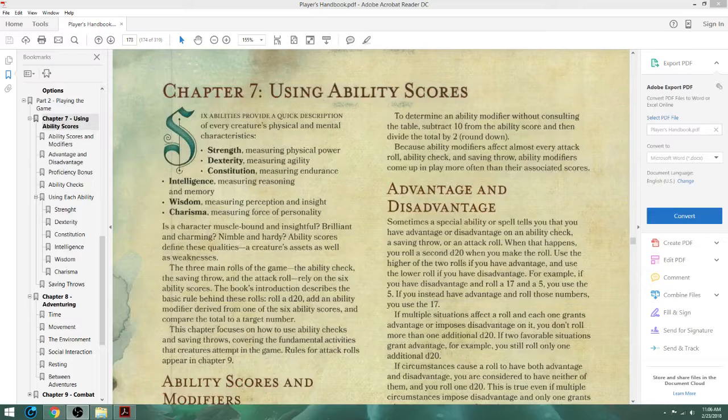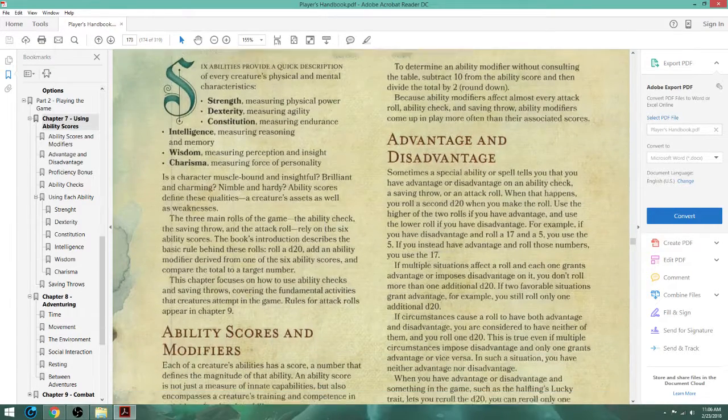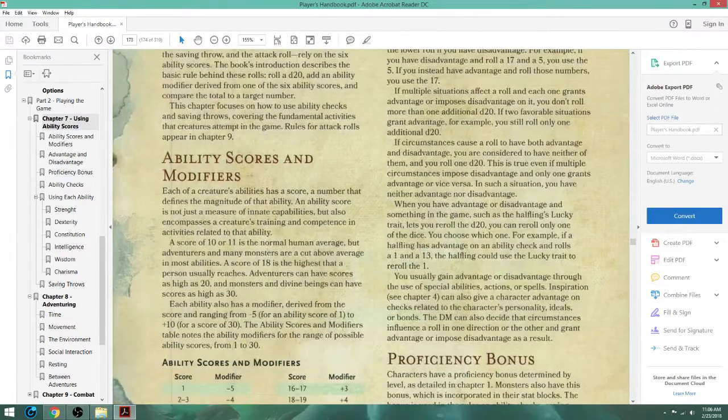Now, how do these ability scores work? When you roll for your stats in the beginning of the game, you have what are called modifiers. So if you rolled an 18, you have a modifier of 4. If you have a 16 as an ability score, you have a modifier of 3.